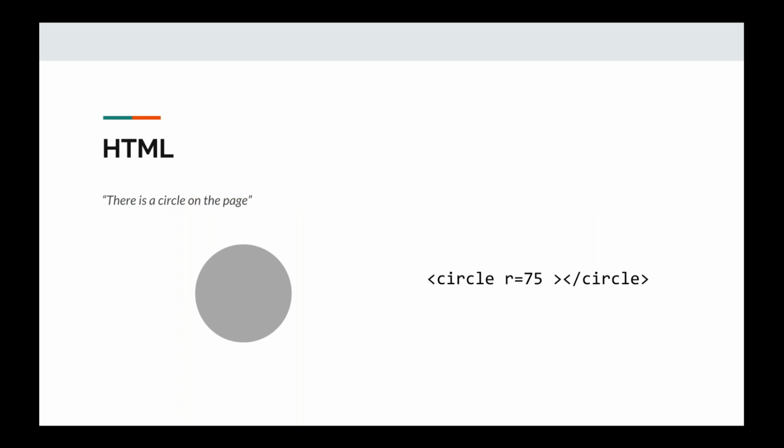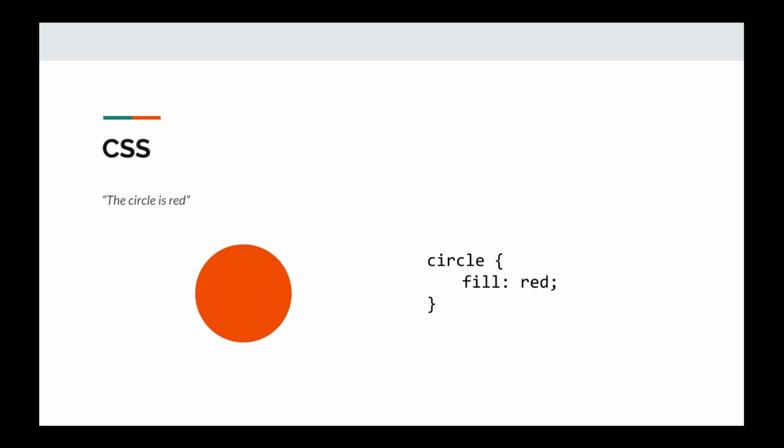So HTML, what is HTML? HTML tells you the structure of a document that you're viewing in your browser. You basically have some markup language where you can say, I have these different elements. To use an example, you could say there's a circle on the page. And it might look something like this. This is actually an SVG circle. It's a circle element, and it has a radius of 75, and that will appear on your page. So HTML tells you what content is actually on your page, what the structure is.